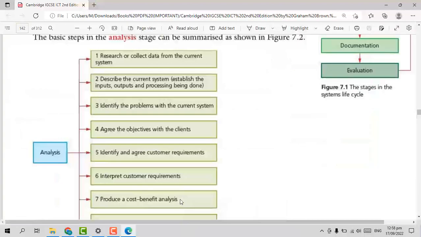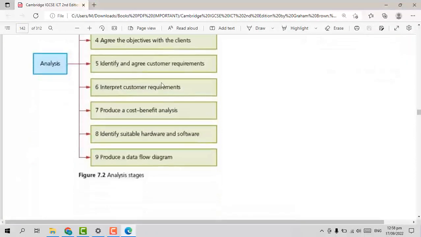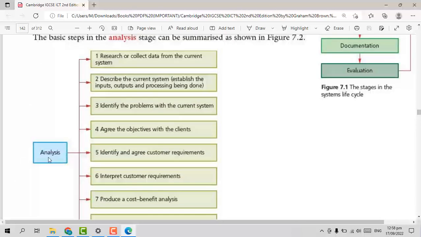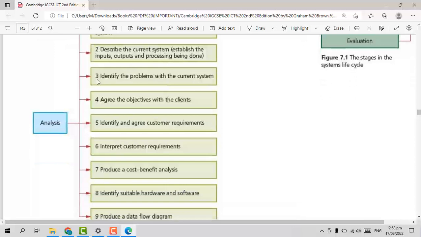This figure explains what the system analyst does in this stage. They research or collect data from the current system. They open the current system and try to find out how it works. They describe the current system and establish the input, output, and processing being done. Every system in this world has inputs, outputs, and processing, so they figure that out. Number three, identify the problem with the current system. In order to come up with a new system, they have to figure out what is wrong with the old system.